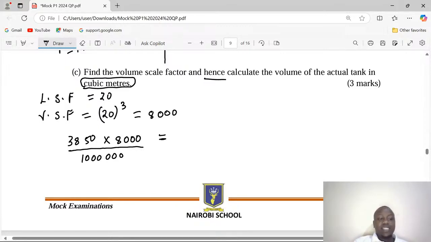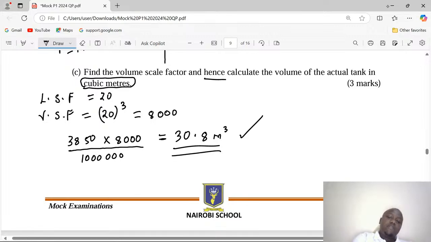This is going to give us exactly 30.8 cubic meters. So that is the volume. That is the volume that we are required to calculate.